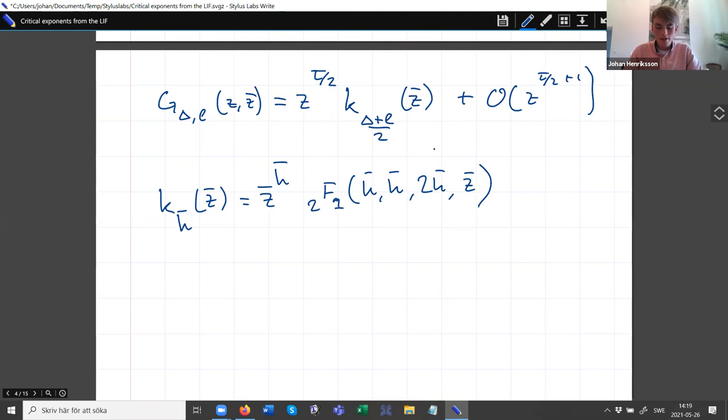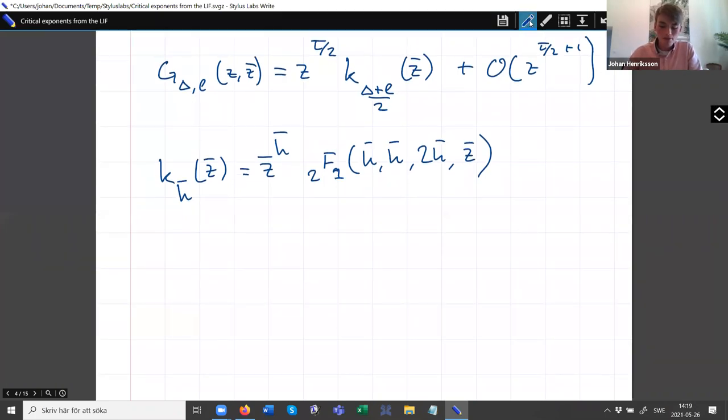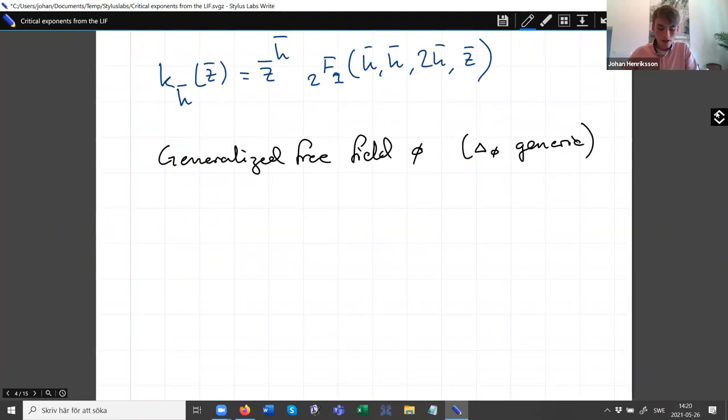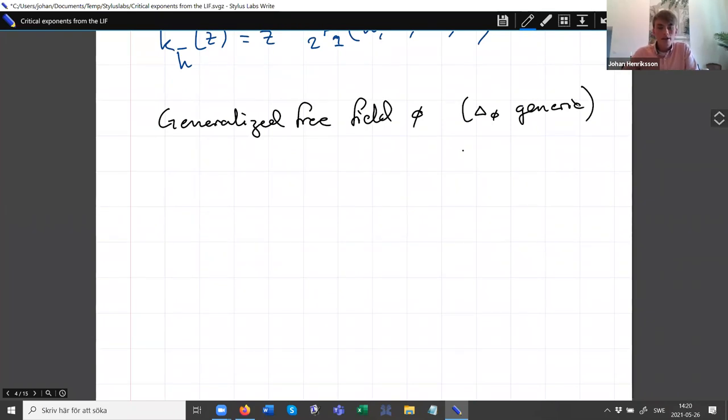And note that this leading order in Z here is independent of space-time dimension D. But then if you were to go ahead and compute the subleading orders, they do depend on D. So now I want to be even more concrete, and I want to consider the conformal block expansion in a particular example. So this example is the theory of a generalized free field phi, keeping delta phi generic. So this is the theory of a non-interacting scalar field phi, and it's an important theory in its own right in the CFT community, but it will also be the starting point later when we consider the interacting theories.